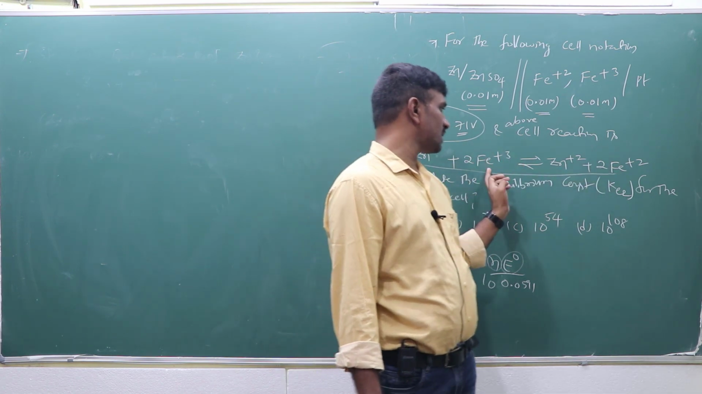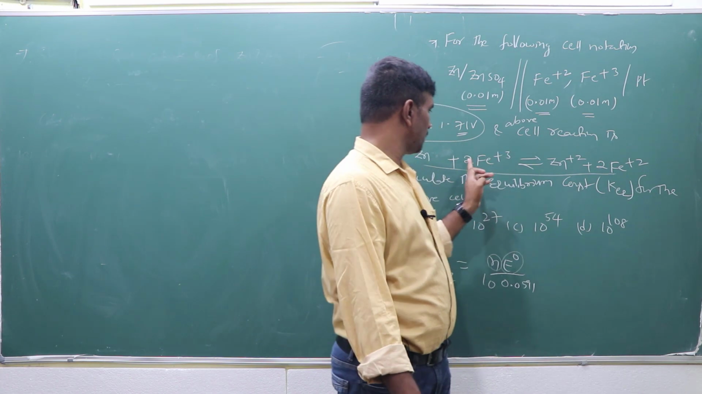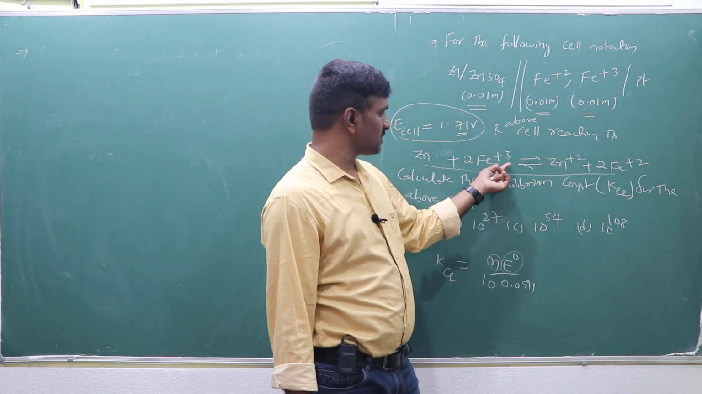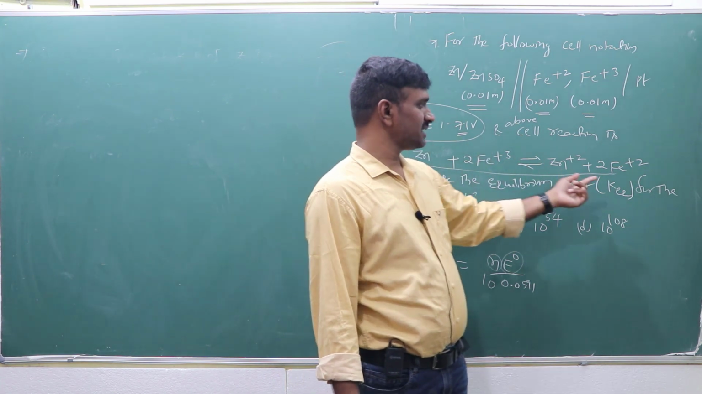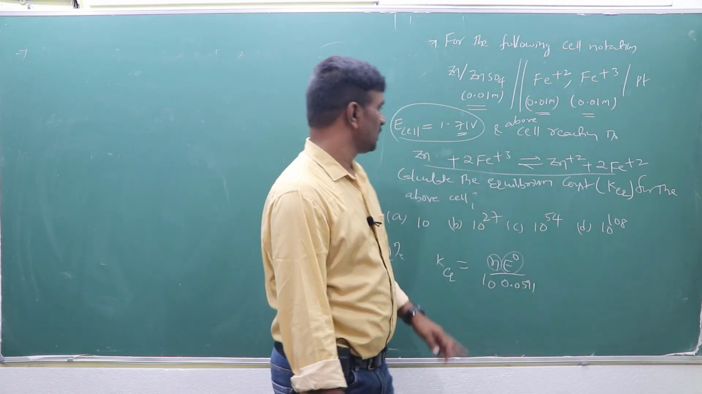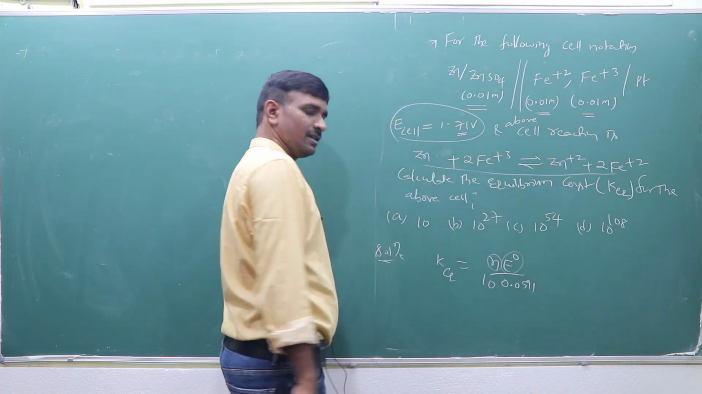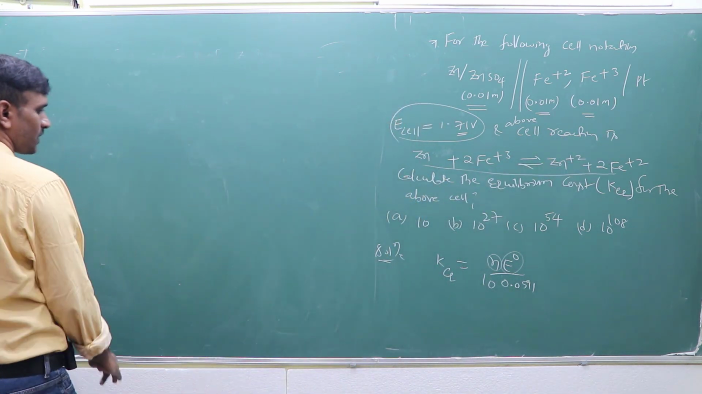For 1 equivalent, 1 electron is transferred. For 2 equivalents, 2 electrons. If these 2 electrons are absorbed by the 2 equivalents of Fe plus 3, then it converts to 2 Fe plus 2. So an oxidation reaction takes place and a reduction reaction takes place. Right? Oxidation and reduction reactions take place.